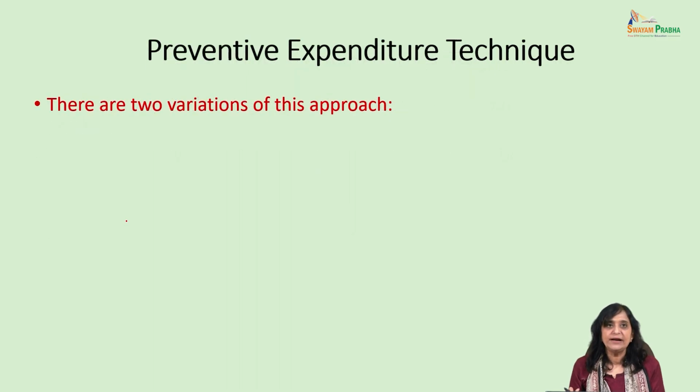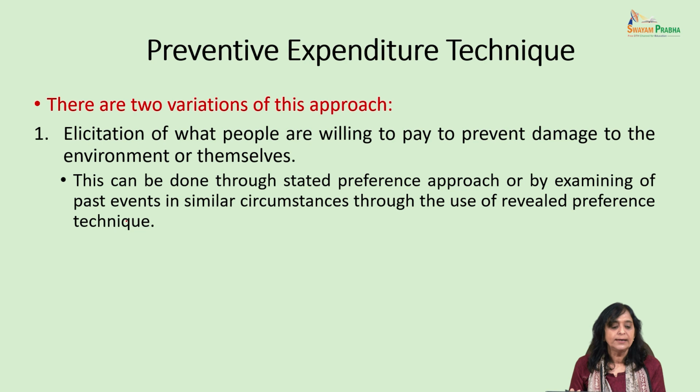Then the preventive expenditure technique has two variations in these approaches. One is the elicitation of what people are willing to pay to prevent damage to the environment or themselves. Okay, so one approach is going to people and asking them how much they are willing to pay to prevent the damage to the environment or to themselves because of this environmental change.